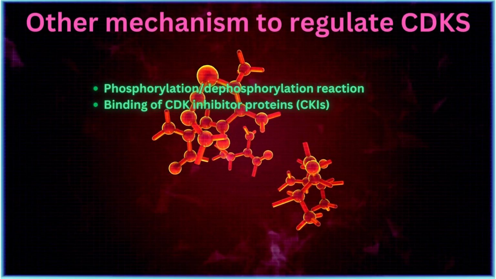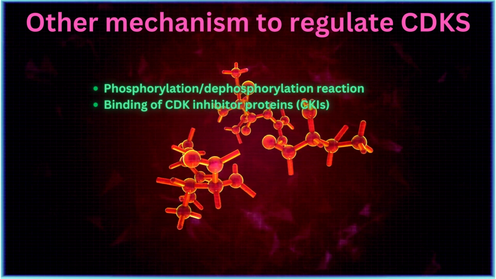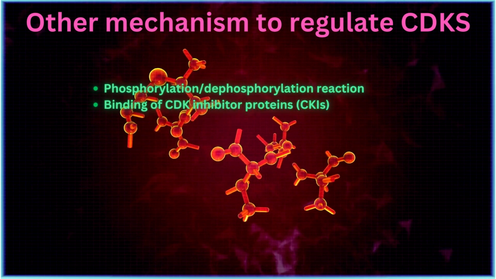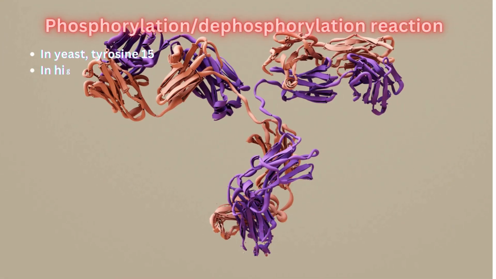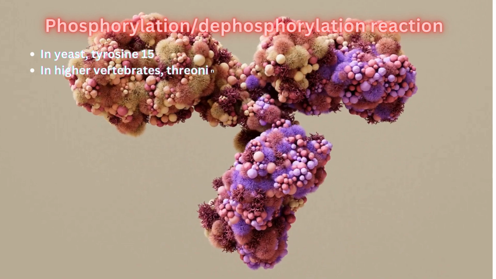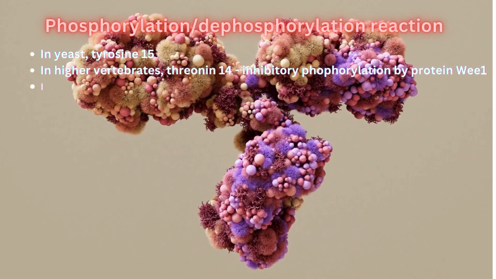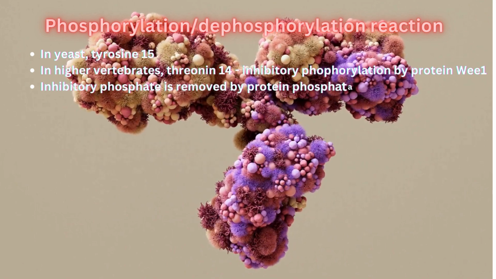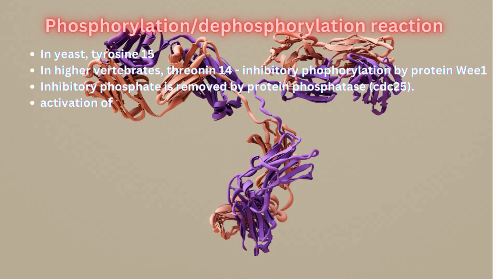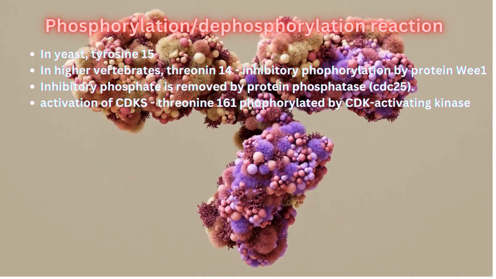Other mechanisms to regulate CDKs include phosphorylation dephosphorylation reaction and binding of CDK inhibitor proteins, CKIs. Phosphorylation dephosphorylation reaction: in yeast, it happens at tyrosine 15. In higher vertebrates, inhibitory phosphorylation at threonine 14 and tyrosine 15 by protein Wee1, inhibitory phosphate is removed by protein phosphatase, CDC25. Activation of CDKs is done at threonine 161 by phosphorylation done by CDK activating kinase.